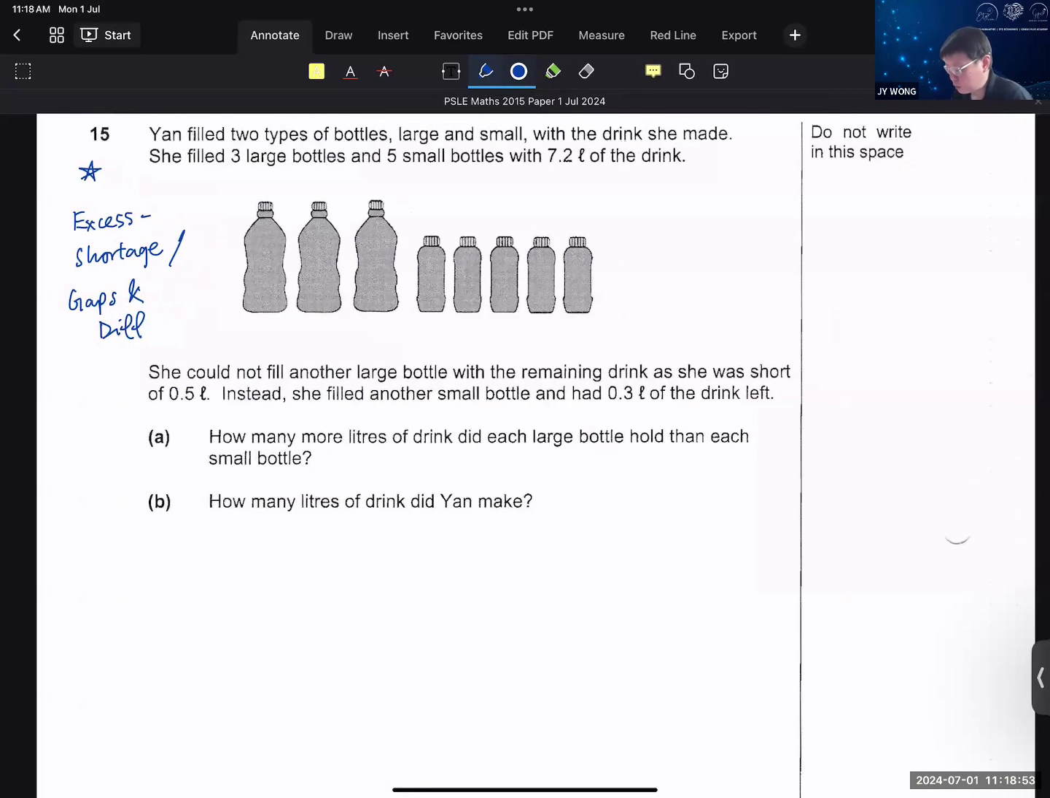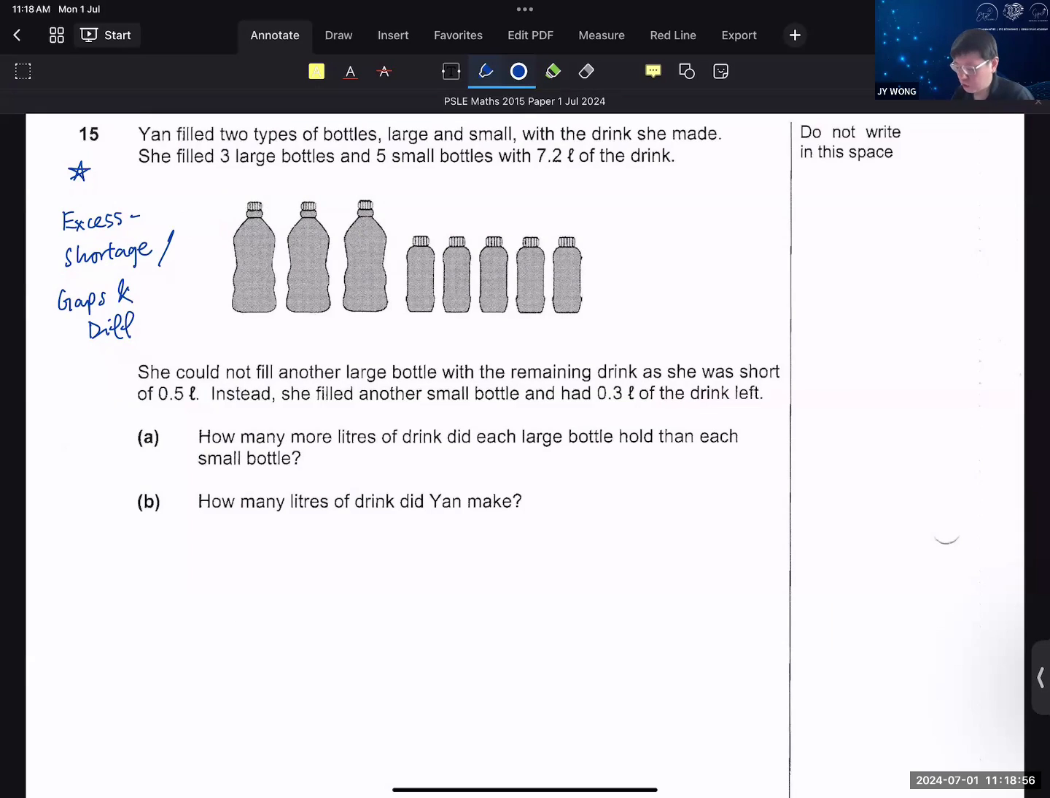Yen filled 2 types of bottles, large and small, with the drink that she made. She filled 3 large bottles and 5 small bottles with 7.2 liters. She could not fill another large bottle as she was short. Okay, so this is your shortage. But instead, she filled another small bottle and she had this amount of drink left. So this is your excess.